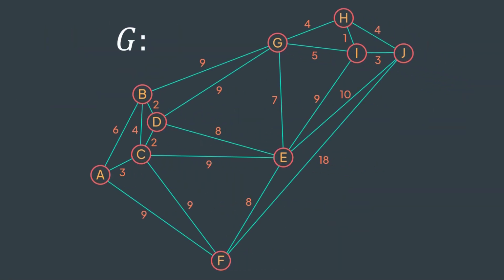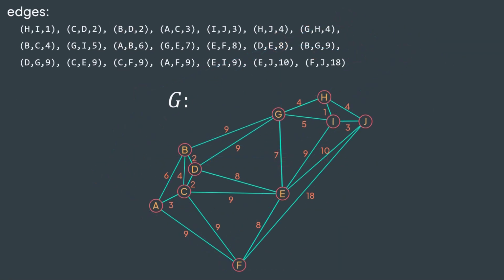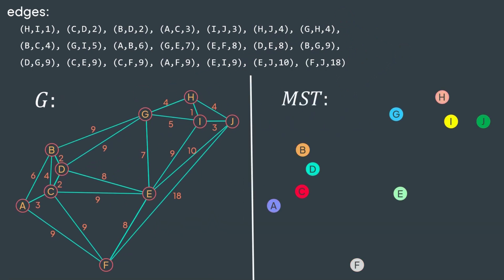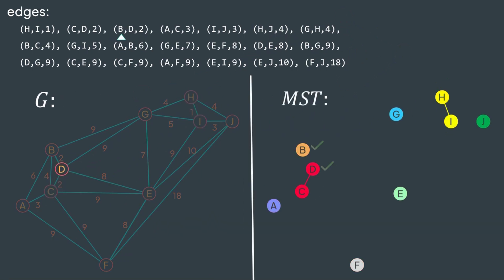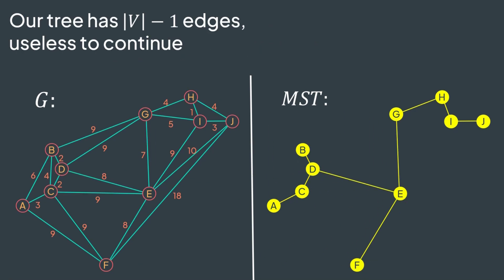Kruskal's algorithm starts by sorting edges according to their weight. Then for each edge, if its two incident vertices don't belong to the same tree, it joins the two trees. This process gets repeated until we obtain a single tree that contains all vertices of the graph, which is the minimum spanning tree.